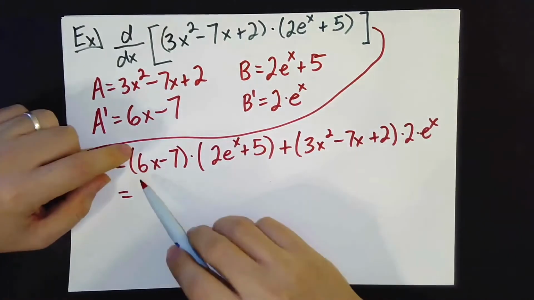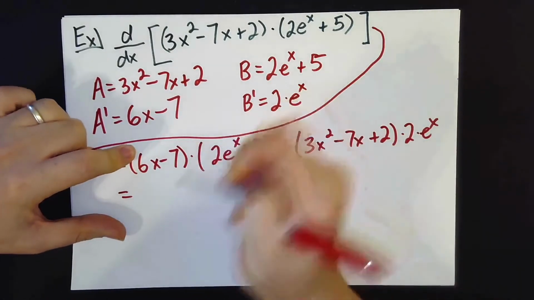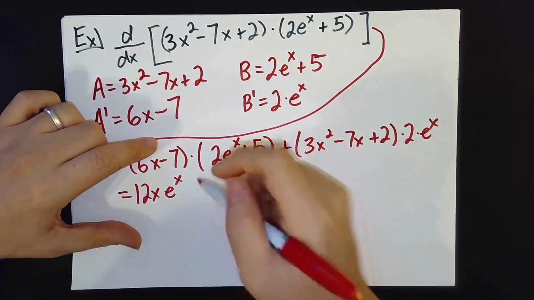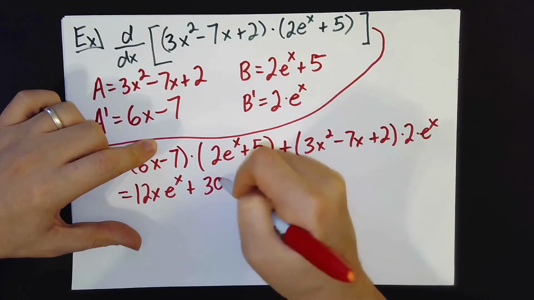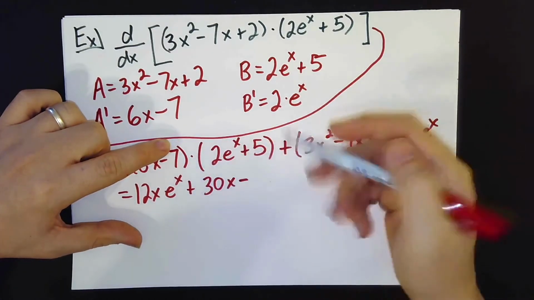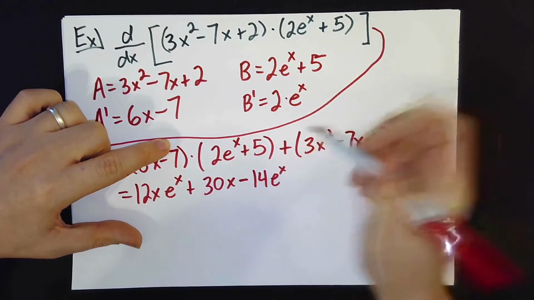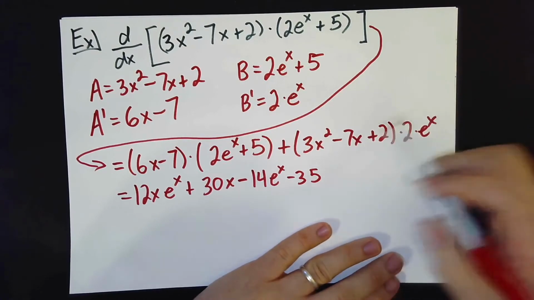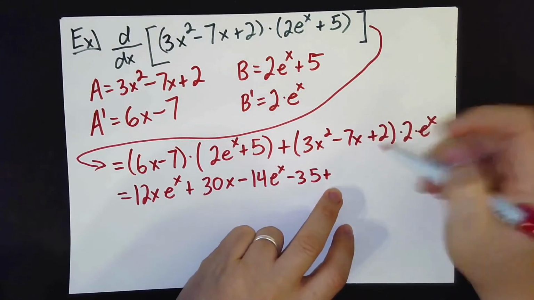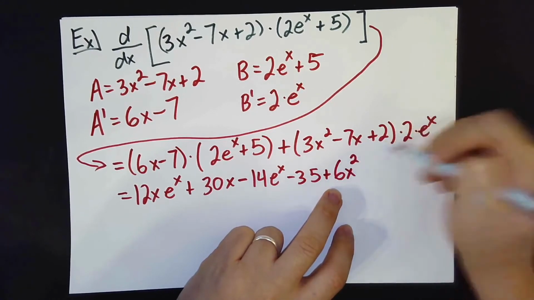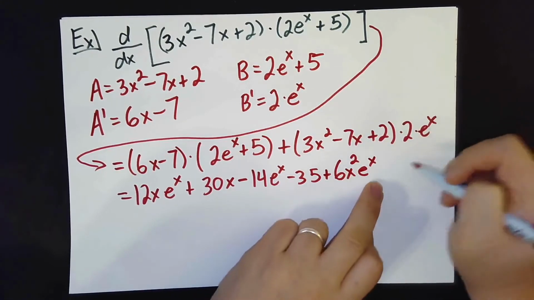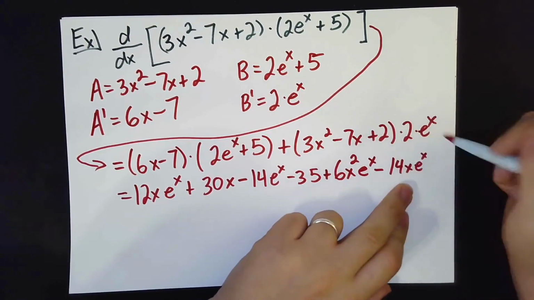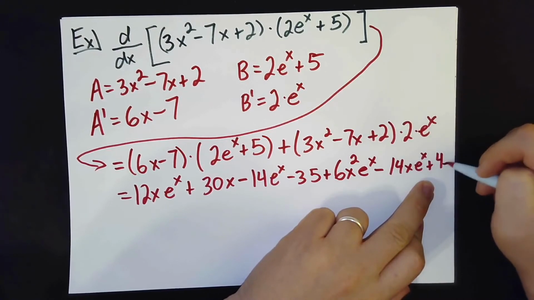So 6x times 2e to the x, that will be 12x e to the x, plus 6x times 5, that'll be plus 30x, minus 7 times 2e to the x, that'll be minus 14e to the x, minus 35. Then I do the same thing for this piece. So that'll be plus 6x squared e to the x, minus 14x e to the x, plus 4e to the x.